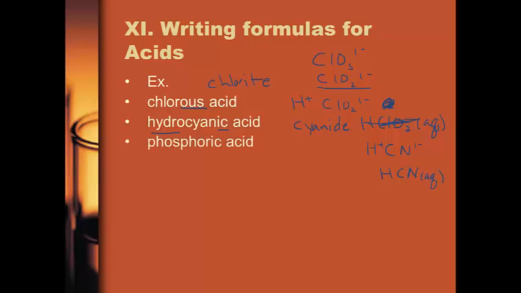Phosphoric acid. "Ic" is the only thing that you worry about. Nothing in front. So "ic" means it came from the "ate". There is no phosphorate though. This part got added on. So the anion was phosphate. Phosphate is PO4 3 minus, combining with H plus. You need 3 of these, so it's going to be H3PO4 (aq).